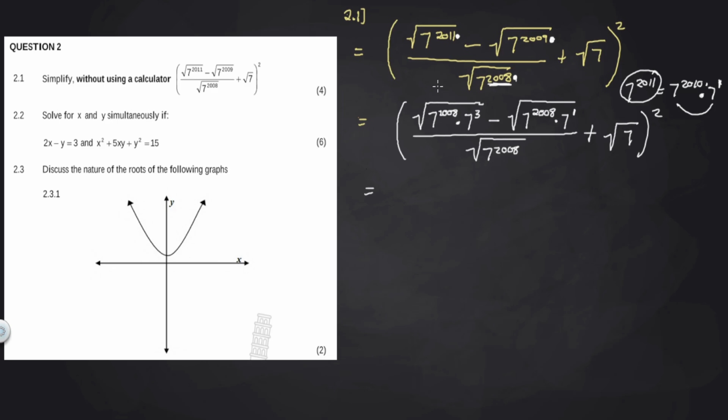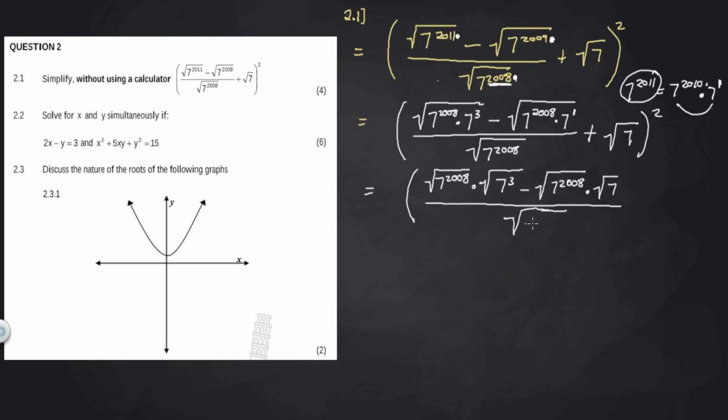Therefore, I'm not only dealing with my exponents, I'm also dealing with my surds. So I'm done figuring out the exponents part. Now let's deal with my surds. This I'm going to break into 7 raised to exponent 2008 multiplied by the square root of 7 raised to exponent 3, minus the square root of 7 raised to exponent 2008 multiplied by the square root of 7, divided by 7 raised to exponent 2008 plus the square root of 7 squared.